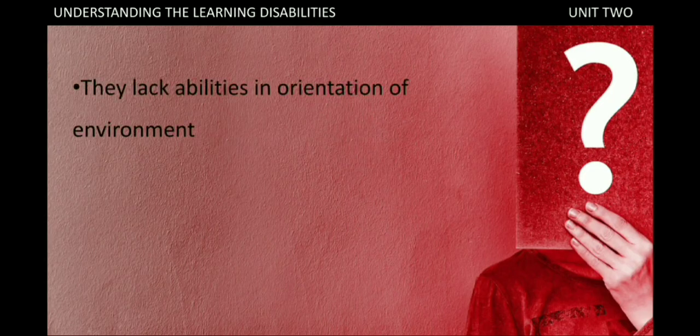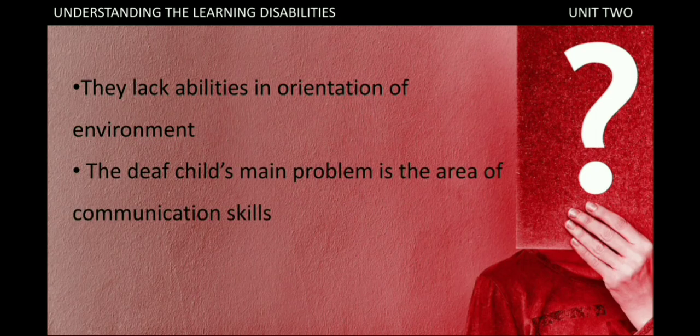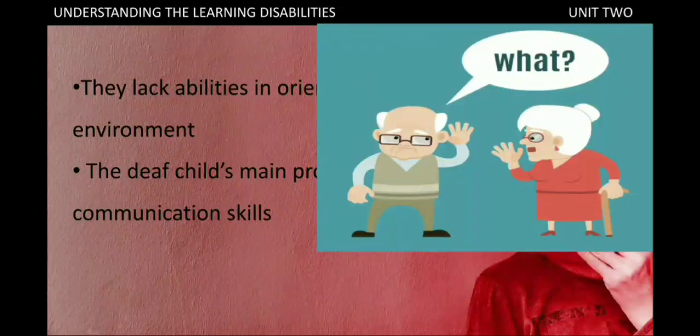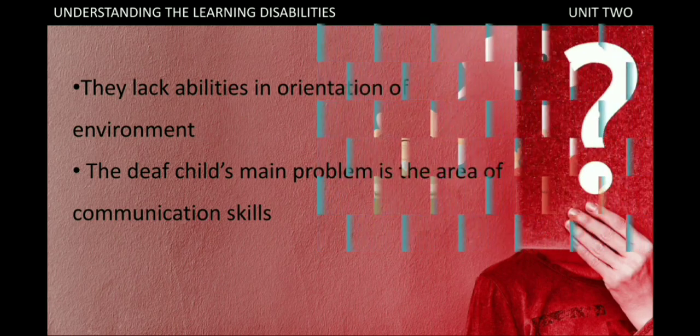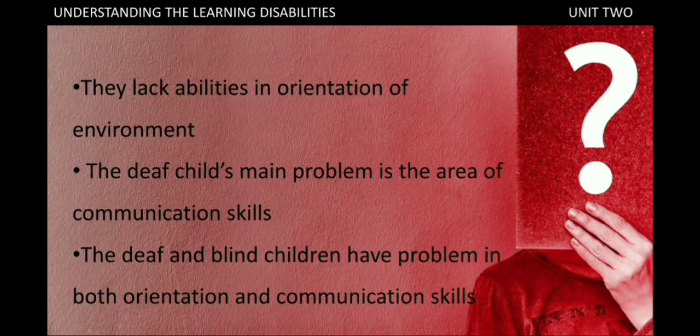Their communication skill and their cognitive ability will be better. But when you come to the orientation skill, they will be lacking in orientation of the environment. He will be unaware of his environment because he is not seeing it, so he cannot study the environment properly. The deaf child's main problem is in the area of communication skill. He doesn't know how to communicate. He will not have any idea about communication, but the other parts he will be fine. But the real challenge is when a kid is deaf and blind, in orientation and communication skill. Here is the challenge we are going to face: how are we going to treat a kid who is deaf and blind?